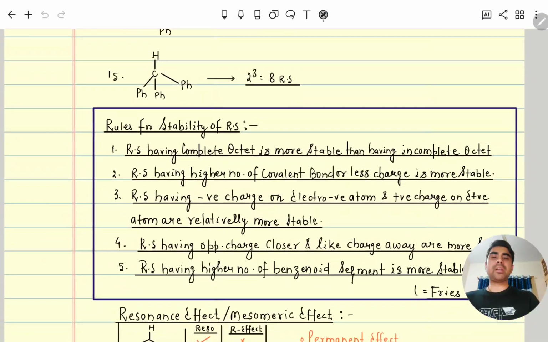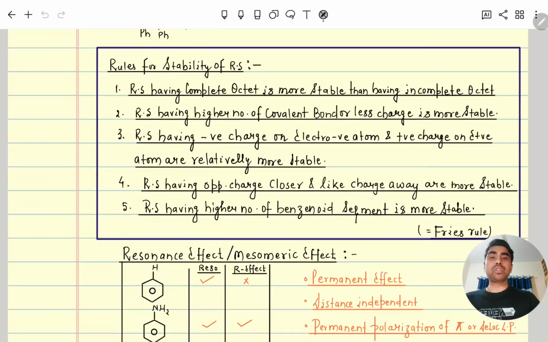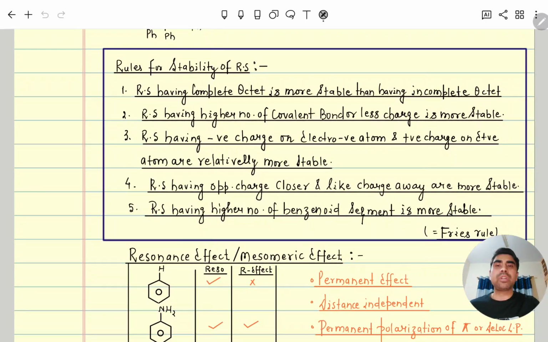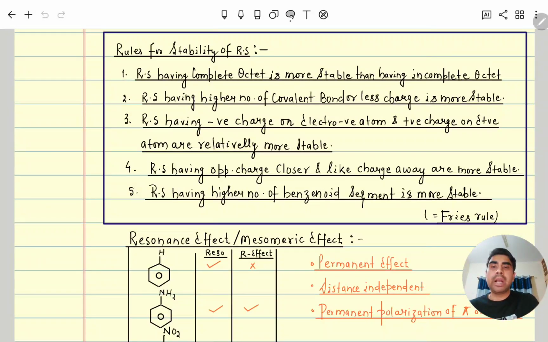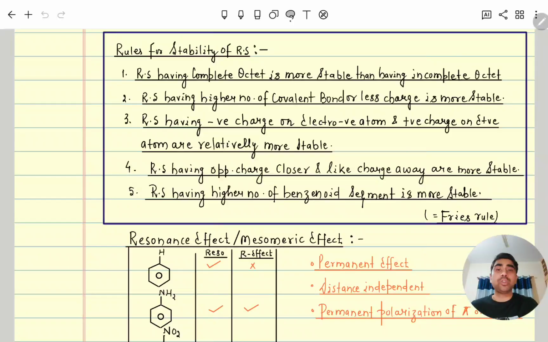Now after that, rules for drawing resonating structures, now here we are discussing what are the rules for stability of resonating structures. So they will give 2 resonating structures and they will ask which one is the most stable resonating structure for this compound. So always this rule should be by heart in your mind, and you should apply these rules in sequence. Like resonating structure having complete octet is more stable than those having incomplete; formal charge and all, they are relatively less stable.